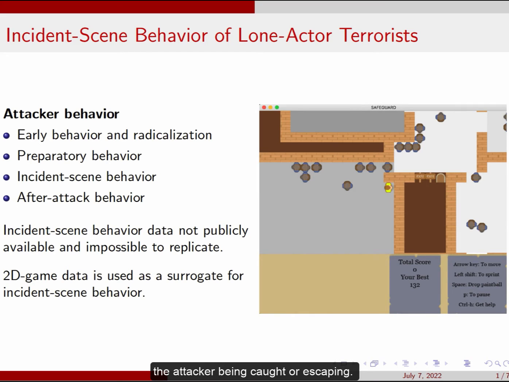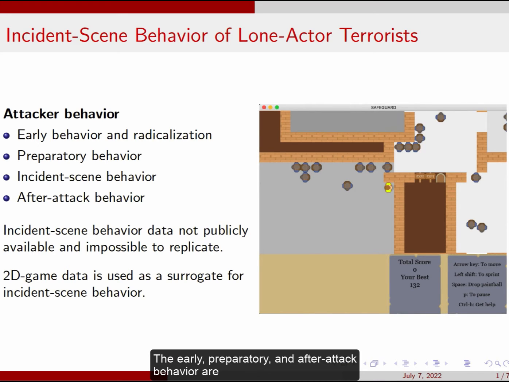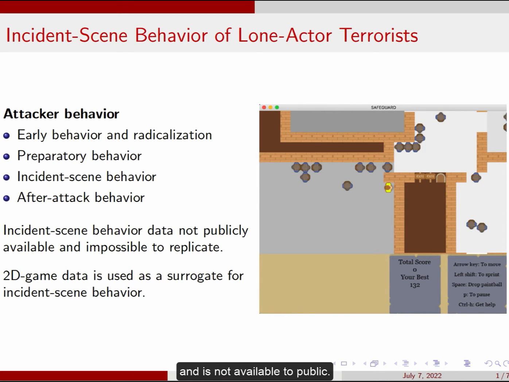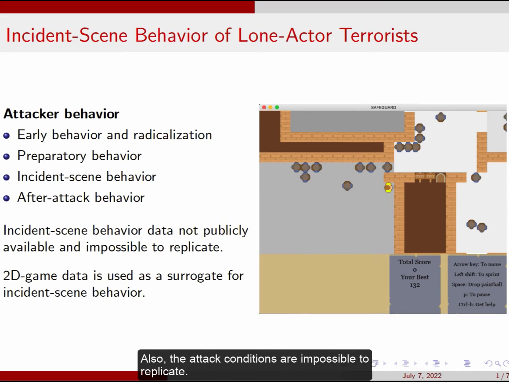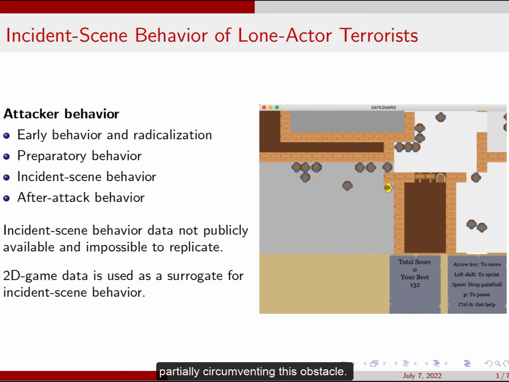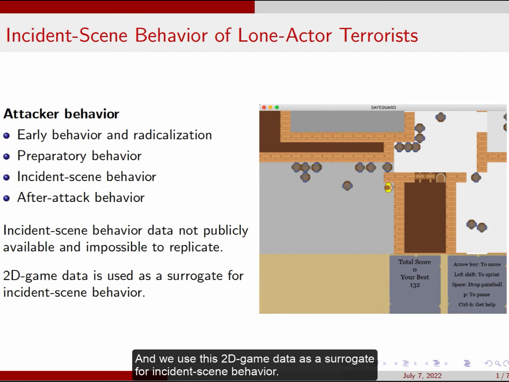Early, preparatory, and after-attack behavior are generally available after an attack in newspapers and other sources. But the incident scene behavior is generally caught on grainy footage and is not available to the public. Also, the attack conditions are impossible to replicate. The 2D game generated at the GRIS lab assists in partially circumventing this obstacle, and we use this 2D game data as a surrogate for incident scene behavior.